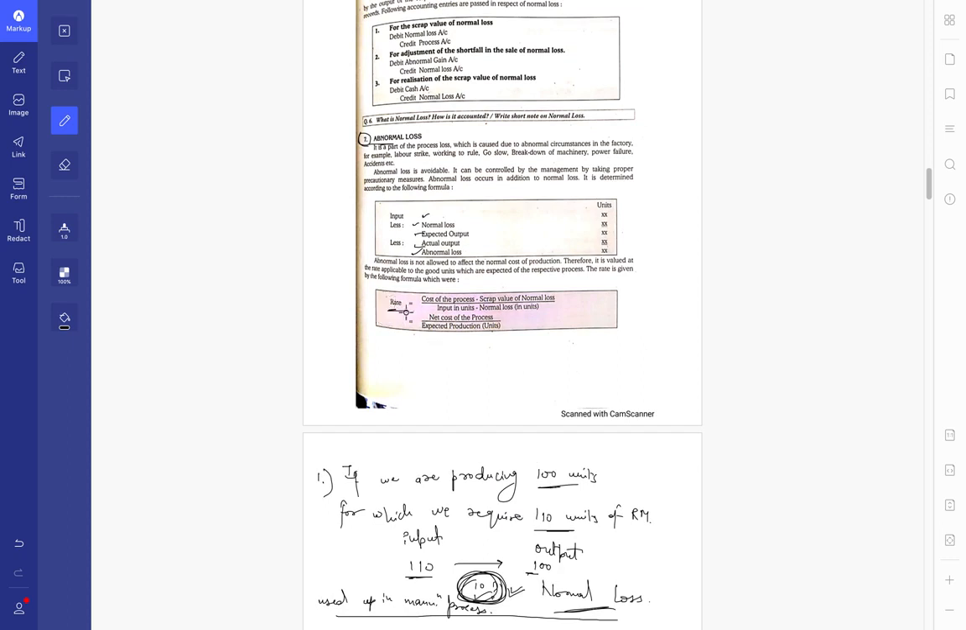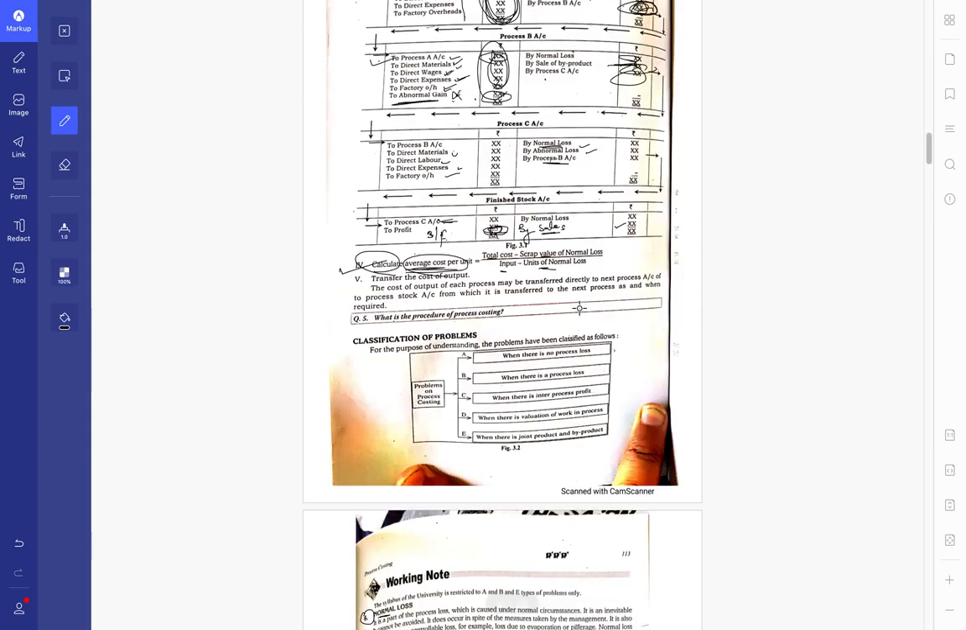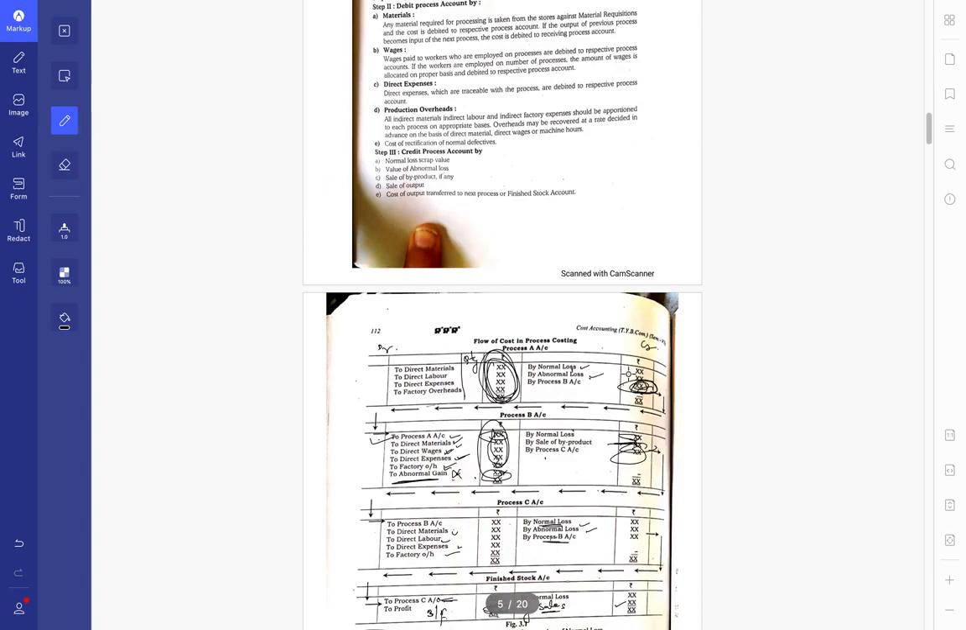Now, at what rate do we charge abnormal loss? Normal loss, we can charge it at the scrap value. Normal loss at scrap value. But what if the scrap value is 0? Then in the question you write the scrap value of normal loss as 0. That is over here, on the credit side you write it as 0.